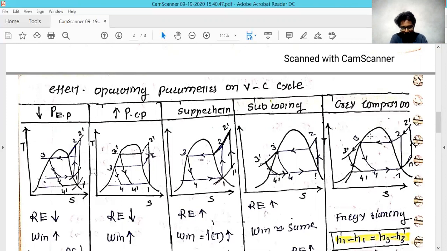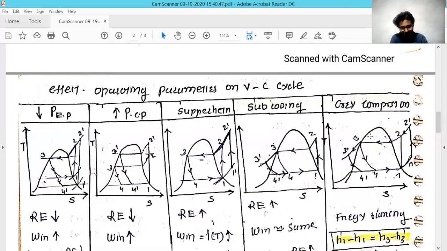As we see on the diagram, the length inside the dome is getting reduced, and that length is nothing but the refrigeration effect taking place in that particular cycle. Looking at the cycle, you can comment that previously it was producing more refrigeration compared to when we reduce the pressure. So in that condition, the refrigeration effect is going to reduce.